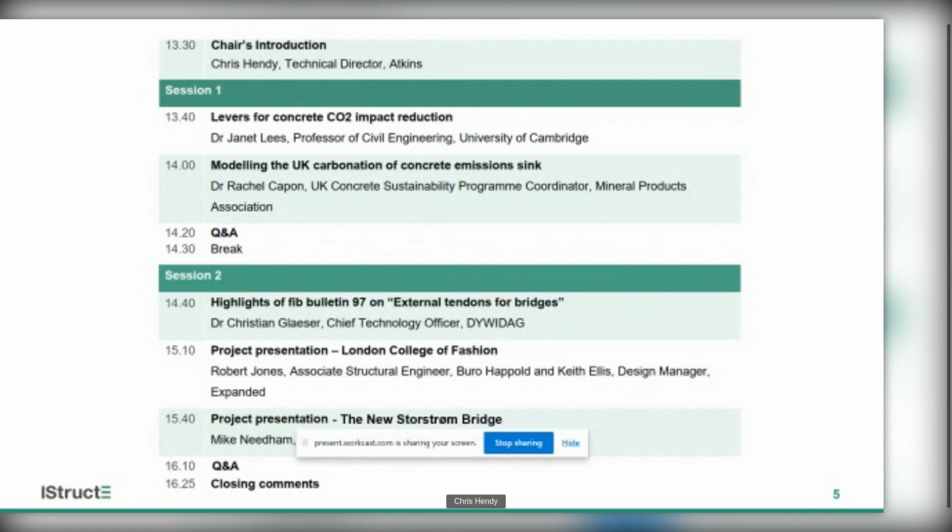And then finally, at the end of the conference, we will hear about 2 projects that have addressed sustainability and low carbon design in real practical ways.